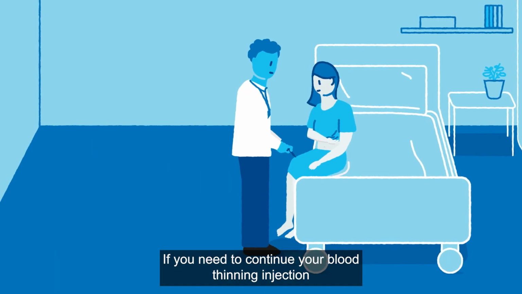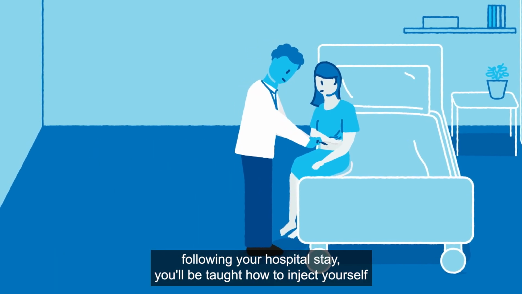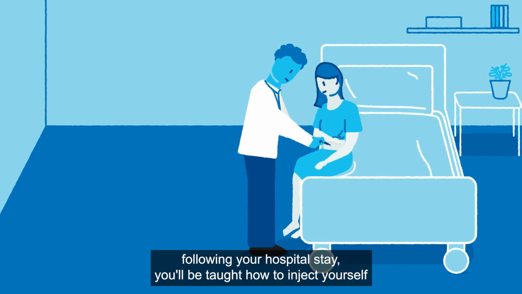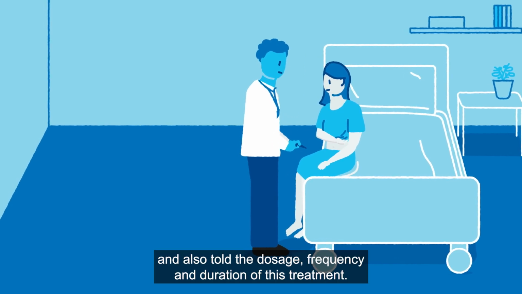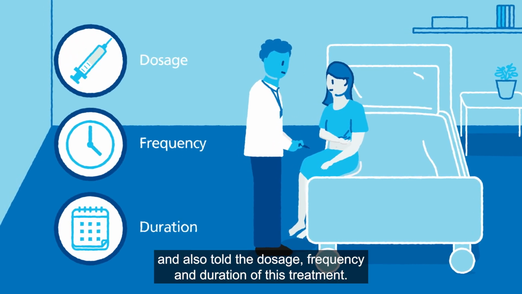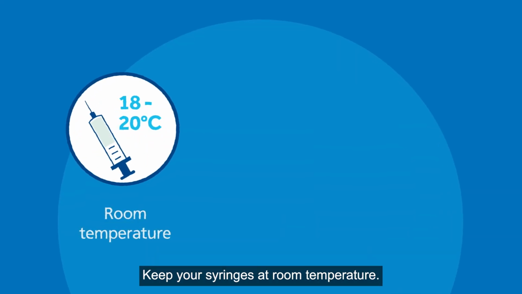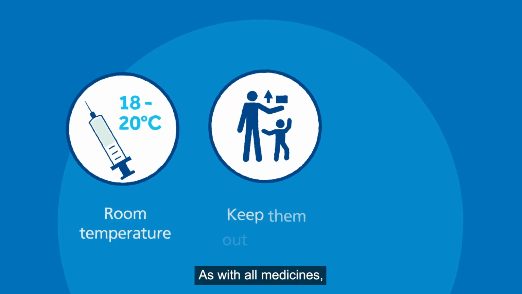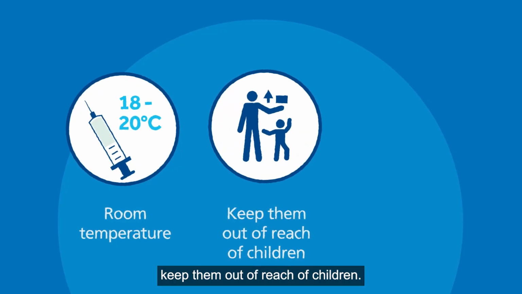If you need to continue your blood-thinning injection following your hospital stay, you'll be taught how to inject yourself and also told the dosage, frequency, and duration of this treatment. Keep your syringes at room temperature. Do not put them in the fridge or freezer. As with all medicines, keep them out of reach of children.